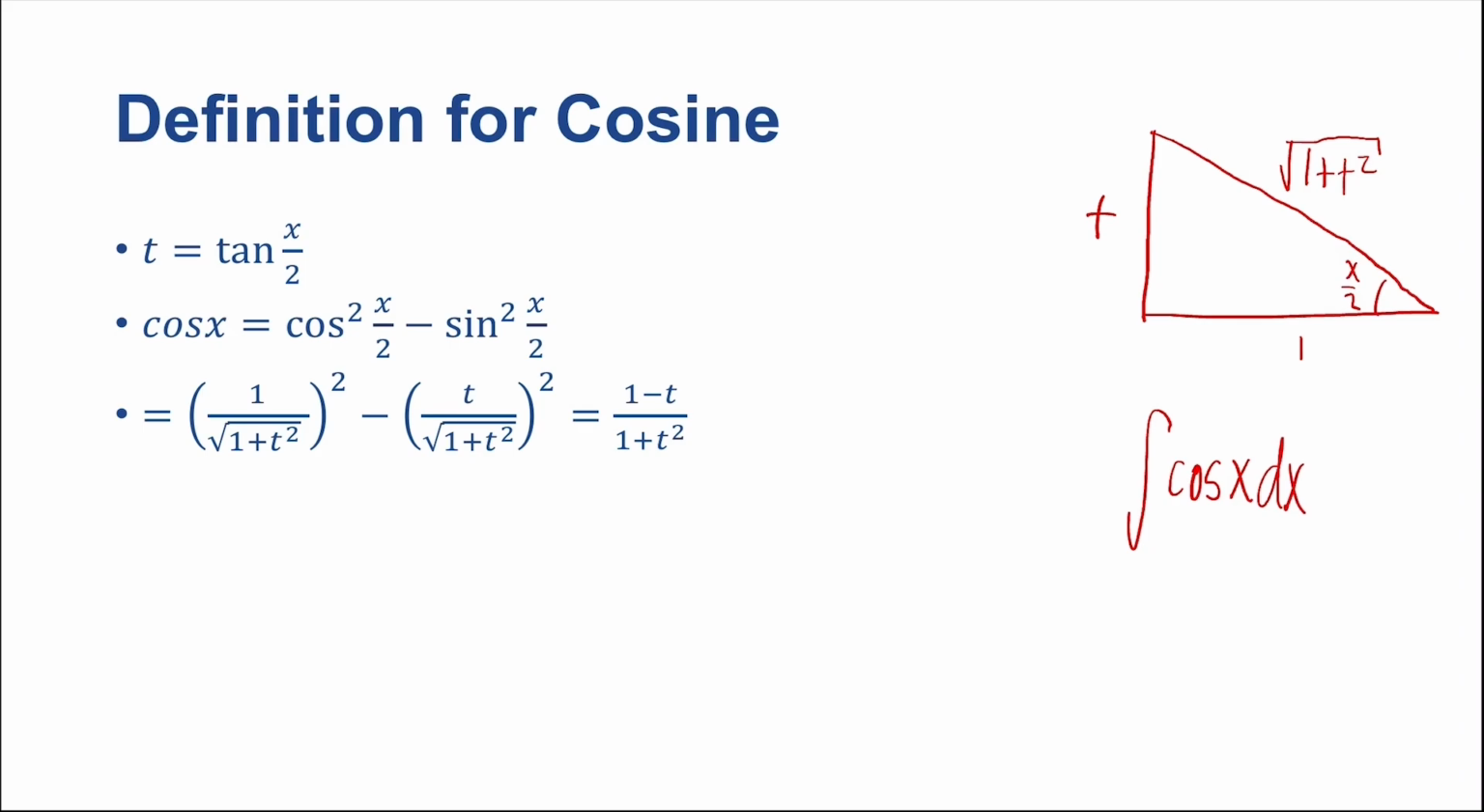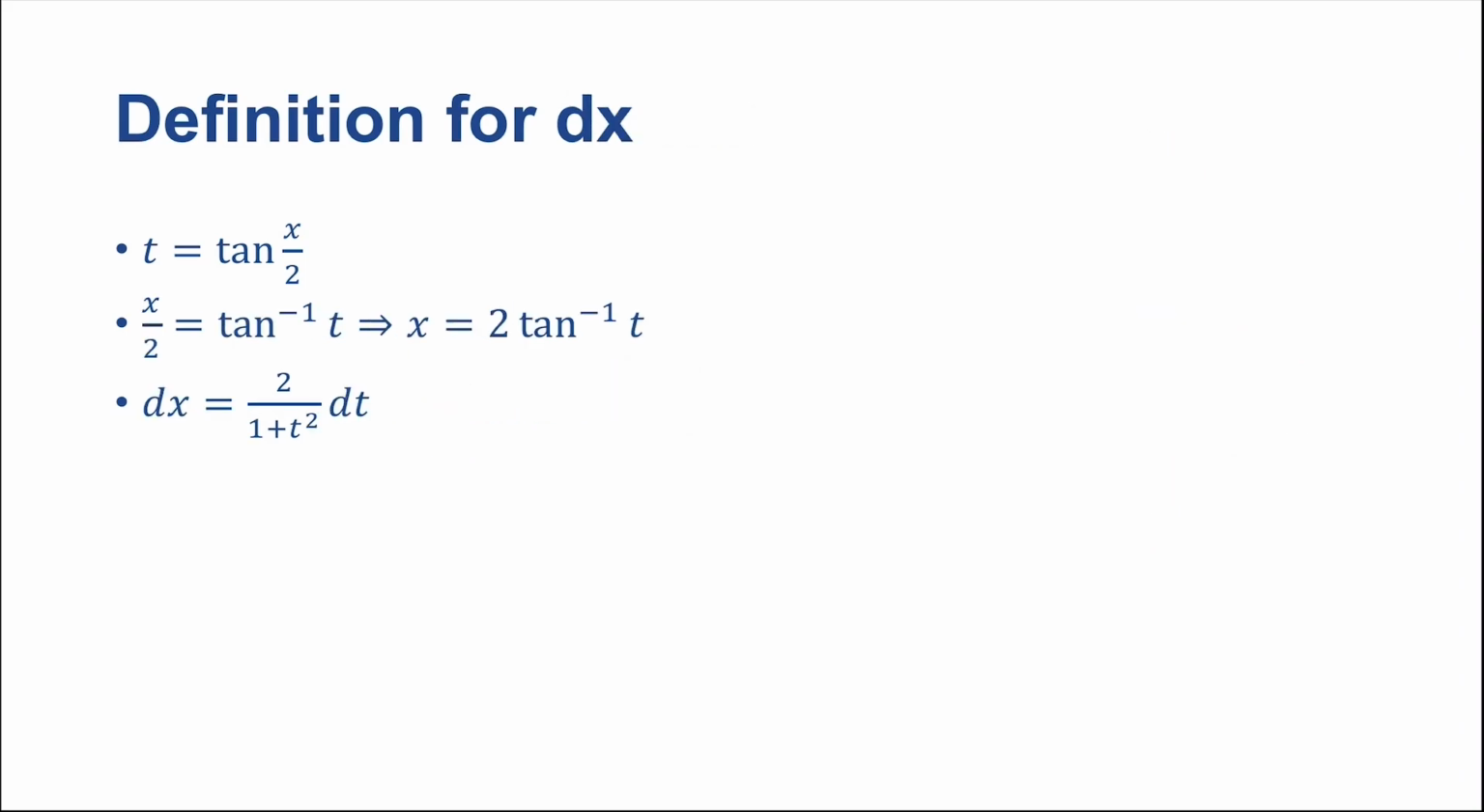Now we're still missing something, because even if I do this substitution, I'm still left with this dx term. We need to make sure that everything in our integrand is written in terms of t, so we need to find our definition for dx. For this, we don't really need to use the triangle. All we need to do is take t equal to tan of x over 2, and then do an inverse tangent to get rid of everything. That gives us x over 2 equals tangent inverse of t, and then we multiply by 2, so x is equal to 2 tangent inverse of t.